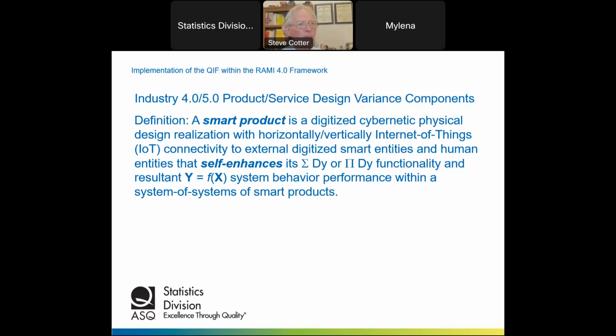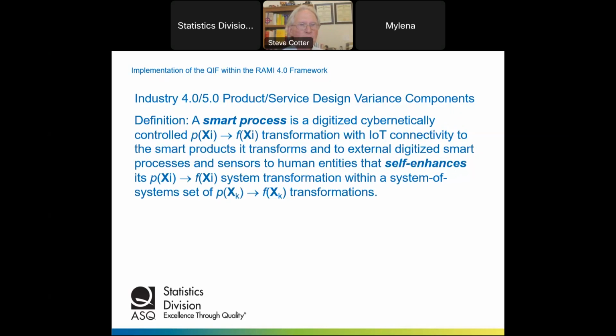Self-enhances means that smart products, one, have the initial designed-in self-knowledge of how to detect deficiencies in current self-functionality and self-design new functionalities, and two, have the initial designed-in capabilities to acquire the information, energy, and resources to self-produce new functionalities. Current AI research focuses on the first enhancement, but leaves the second, self-production, to external human capabilities.